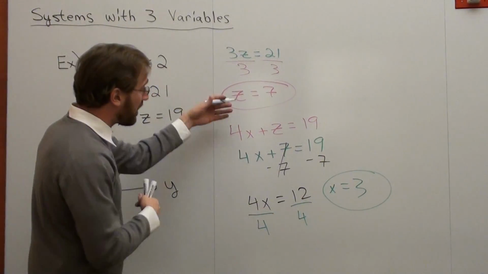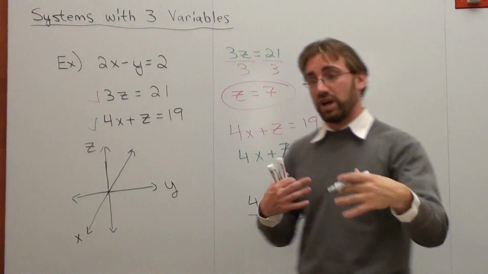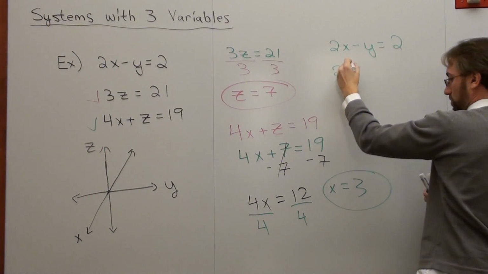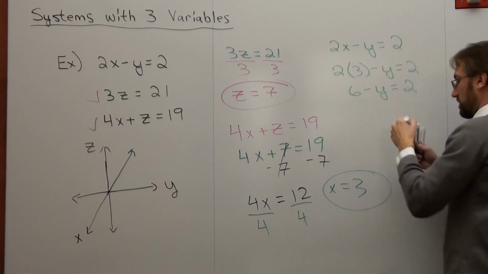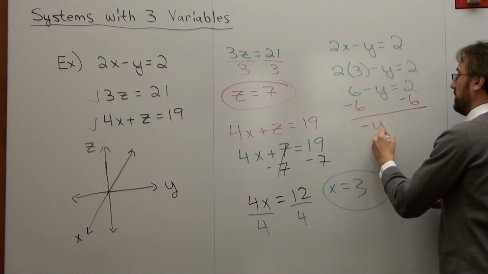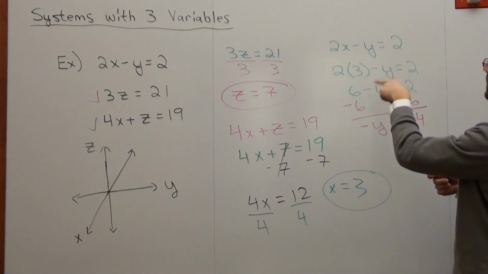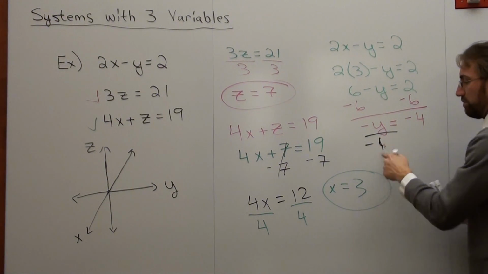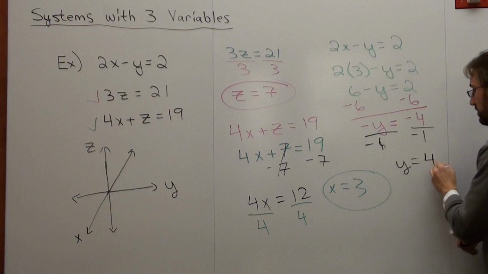So now I figured out what my z value is, I figured out what my x value is. Let's use it to figure out what my y value is. I got 2x subtract y equals 2. 2 is 2 times 3. Subtract 6 on both sides. Negative y equals 2 subtract 6, which is negative 4. Hopefully I did that right. Yep. And divide by negative 1, because there's a negative 1 in front of the y. Y equals 4. That's my answer.